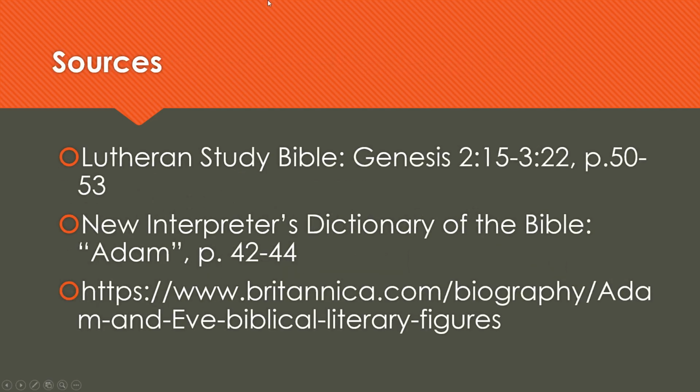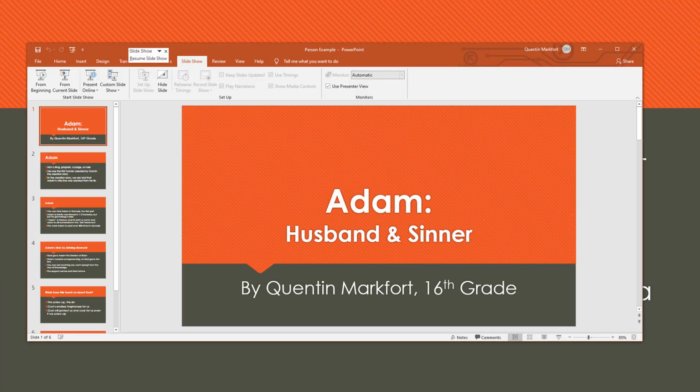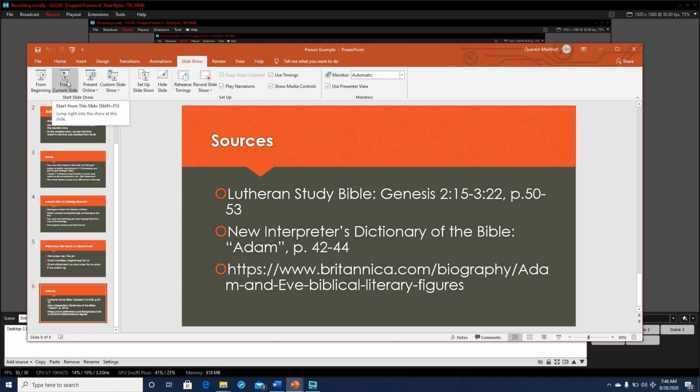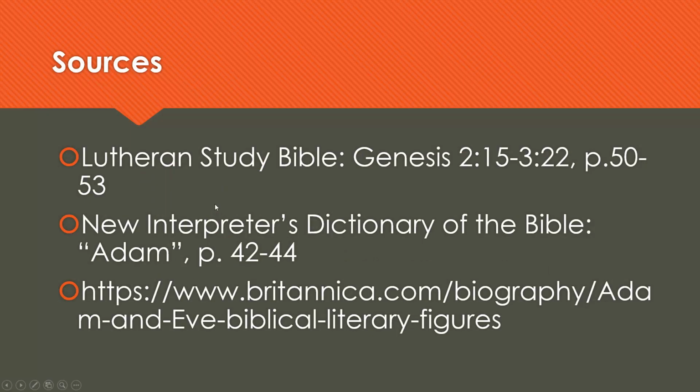These are my sources. Like I said, make sure you have your chapter and your page number. This is an example of what it might look like if you get a source from me, from the New Interpreter's Dictionary of the Bible that I showed you. So you'll say Adam, and then the pages. And then another example is something you find on the internet. Just copy and paste the link there so that I can go back and look at it if I so desire.